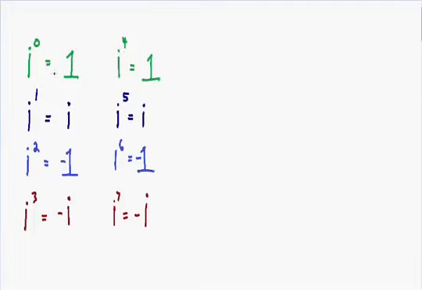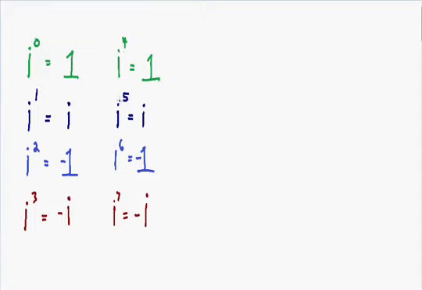In my last video, I talked about the different patterns of i, and I told you that every fourth power of i, the pattern repeats itself. So i to the 0 is equal to 1, i to the first power is equal to i, i to the second is equal to -1, i to the third power is equal to -i, and then i to the fourth, the pattern starts repeating itself. i to the fourth is equal to i to the 0. They're both equal to 1.